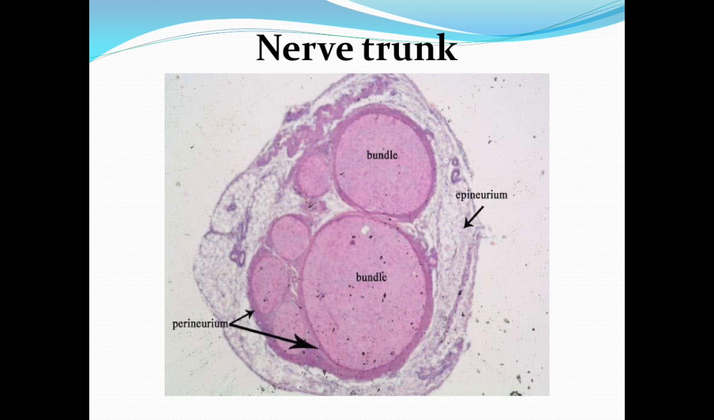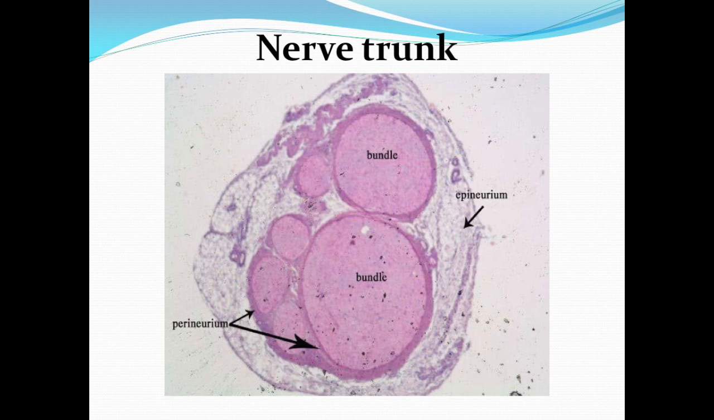Then we have another connective tissue surrounding the bundles here, there, and so on. This is called the perineurium. Peri means around. And inside the bundles we have the myelinated nerve fibers, but they are not evident in this low power magnification. Inside these bundles we have the nerve fibers separated by the endoneurium, which is not evident in this picture.